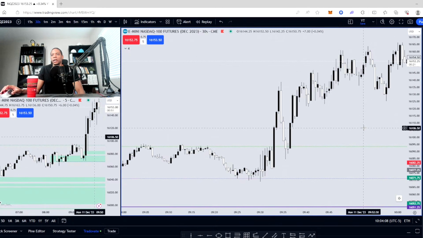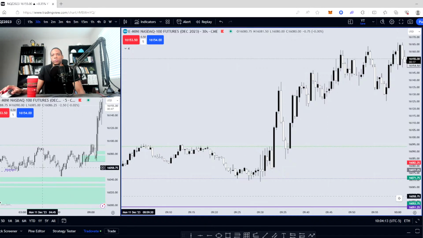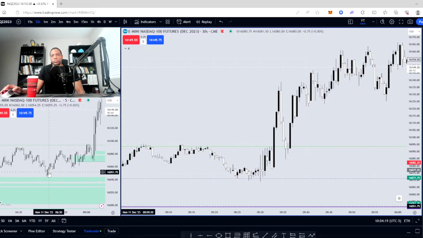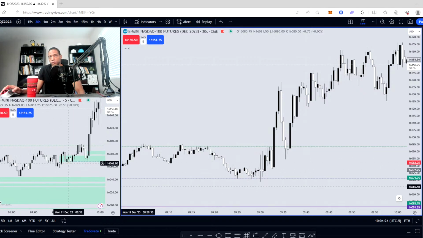I was just checking out and seeing where we've been so far, and it looks like we've pretty much consolidated since midnight. There's been some bullish movement. There was a full retracement of that movement around 6:30, and then price turned bullish again.